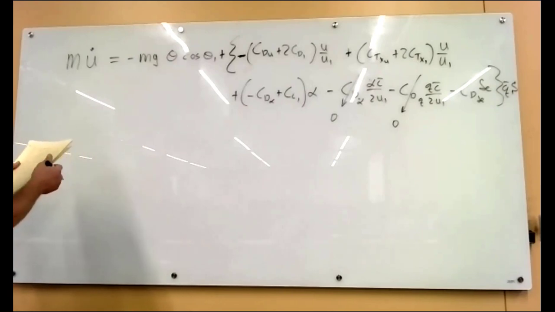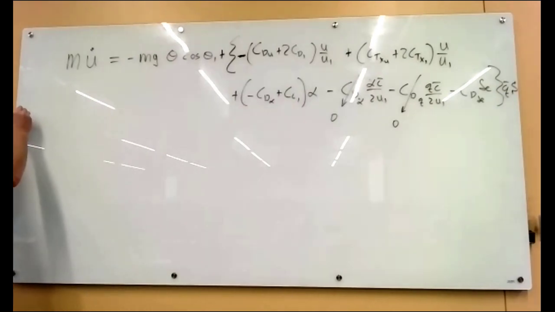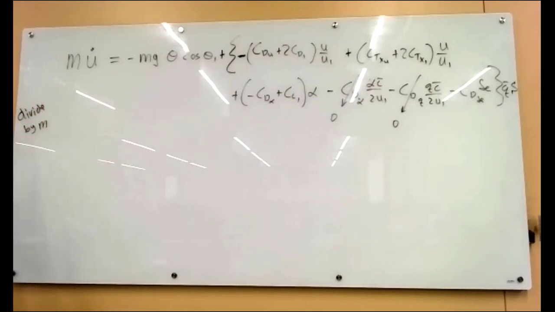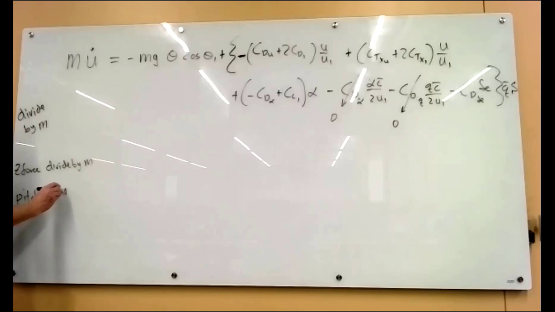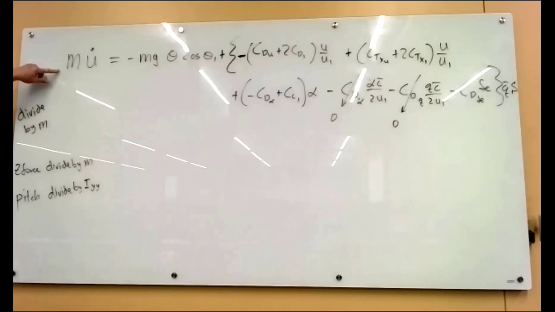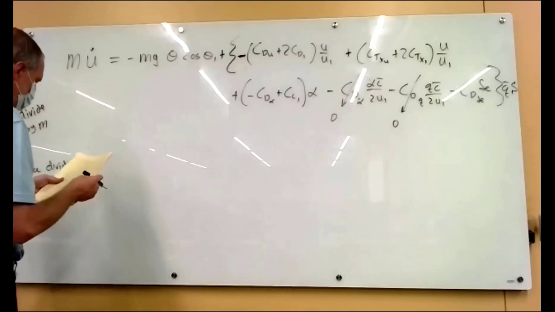And for this equation, we're going to divide by m. For the z force equation, you're going to divide by m. And for the pitching moment equation, you're going to divide by I_yy, because you'll have an I_yy over here times q dot. And the whole point of this is to get the derivative over here all by itself. So let's do that step.